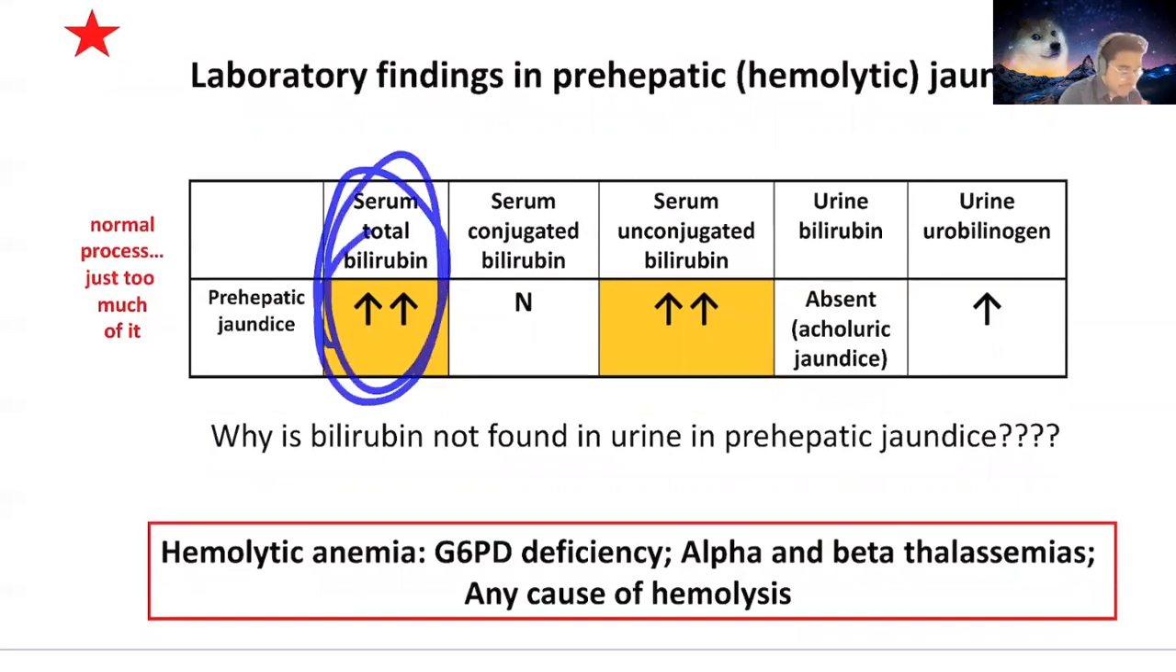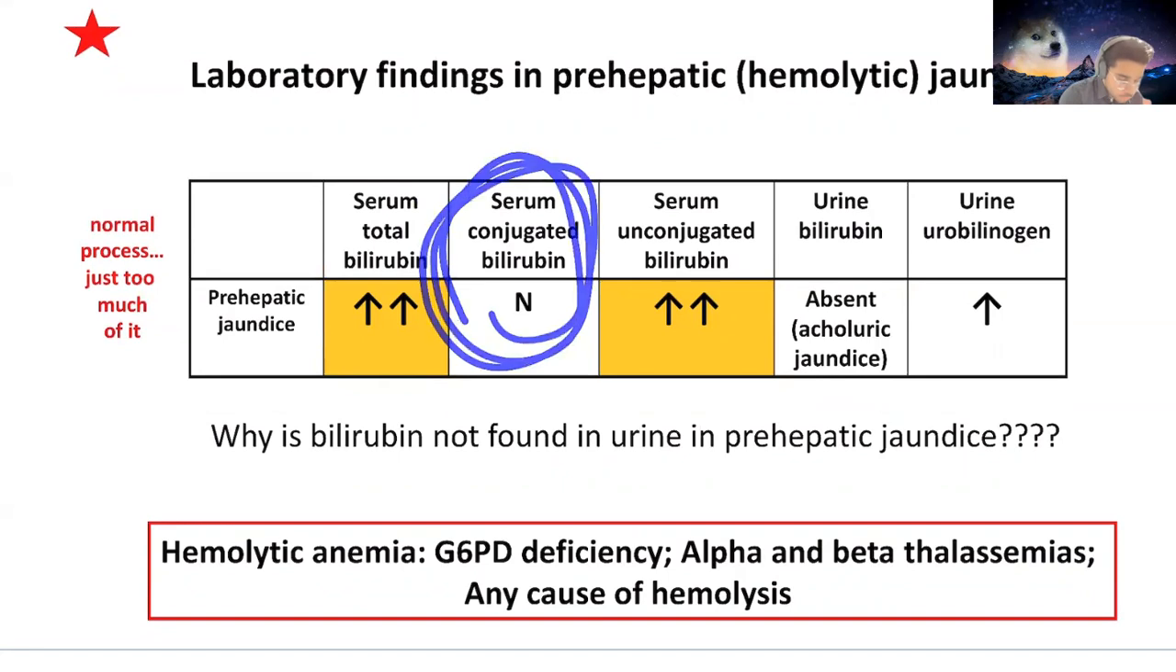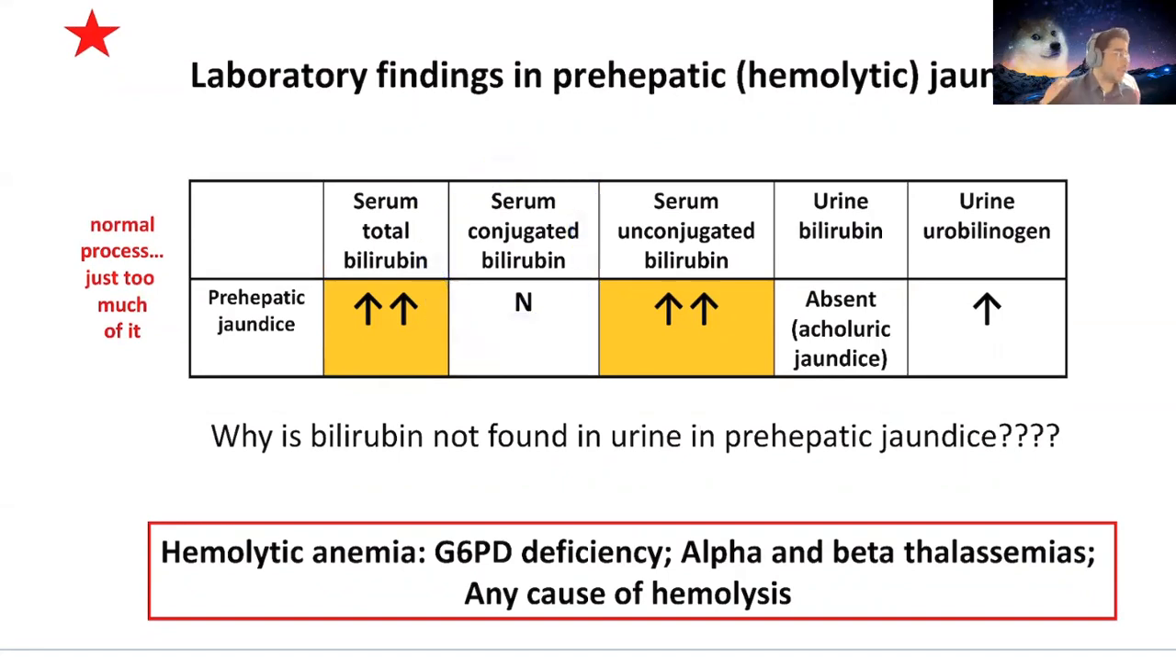Serum total bilirubin is elevated, but your serum conjugated bilirubin is normal because your hepatic, your liver, is working just fine. So the unconjugated levels go up. Remember, total bilirubin is conjugated plus unconjugated bilirubin. So obviously, if unconjugated is super high, total bilirubin is also going to be super high.